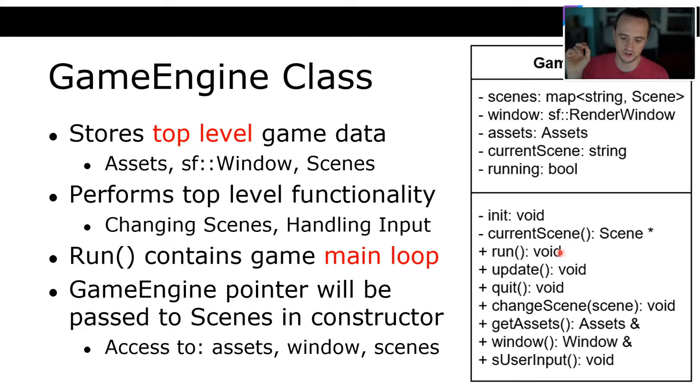The update function is going to happen once every game frame, and we're going to call that function. Quit is pretty obvious. We're going to have a change scene function that will allow us to change the current scene to another scene. And we're also going to have getter functions for the assets and the window so that our scenes can actually get, you know, hey, give me the window.